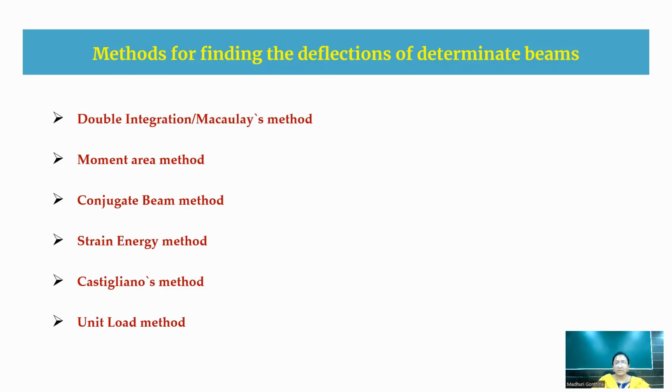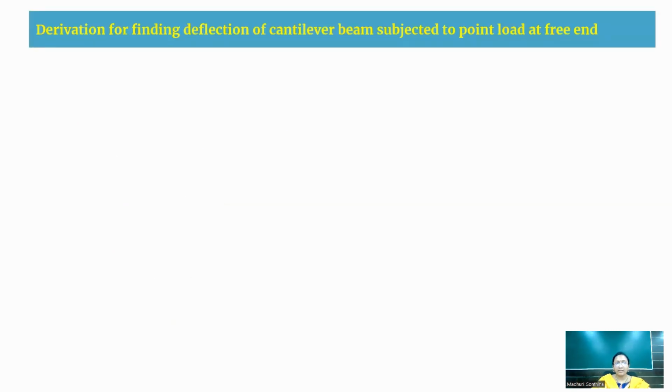Now I'm going to consider a case for a cantilever beam. By using the double integration method, we are going to solve for the slope and the deflection. So like this, you can use any of these methods and find the deflection for the beams. Coming to the next, here we are going to derive the deflection of a cantilever beam subjected to a point load at the free end. So this is a cantilever beam which has a point load at the free end, and the span here is length L.